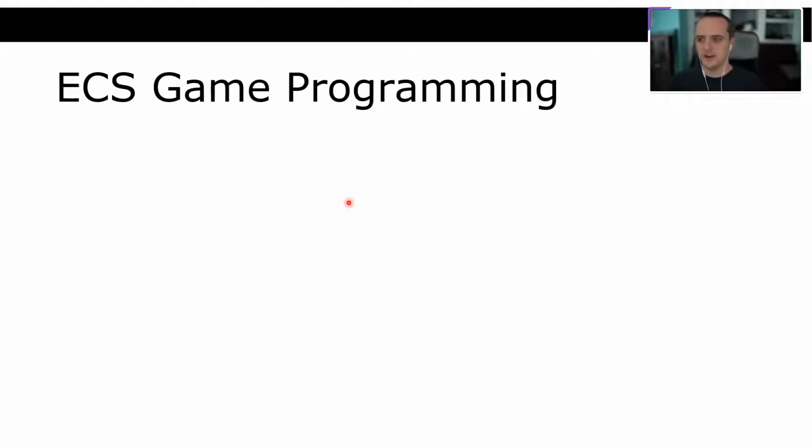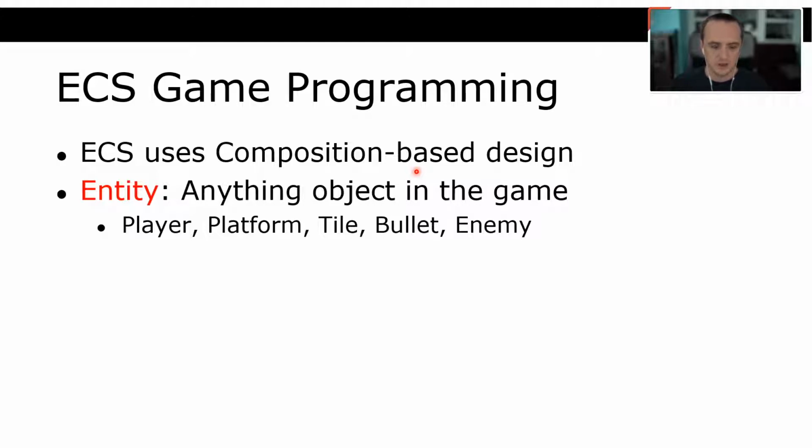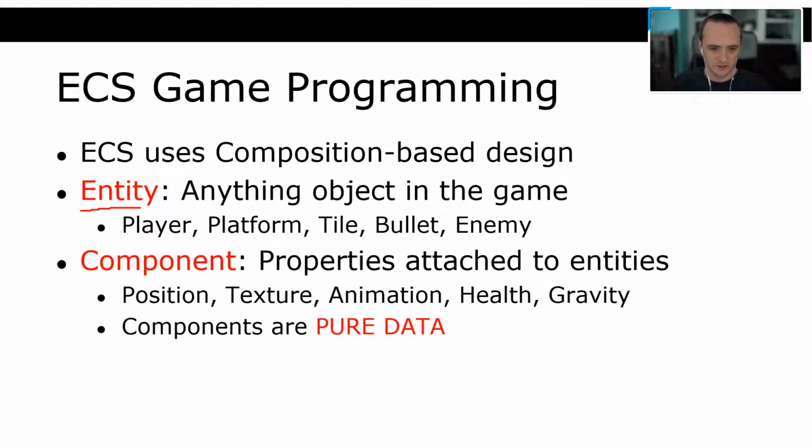So ECS for game programming, again, uses a composition-based design. So an entity is anything in the game. Entity is anything in the game, so player, platform, tile, I've already said that. A component then is a property attached to an entity. So position, texture, animation, health, gravity, whatever. In ECS, components are pure data.